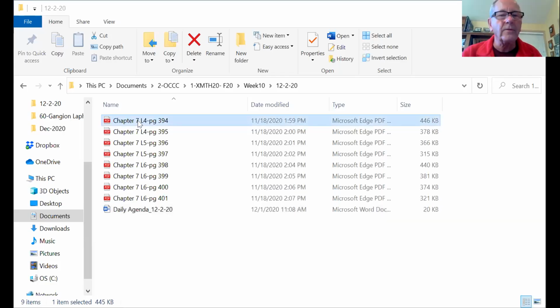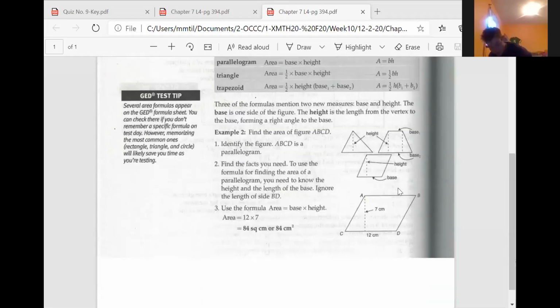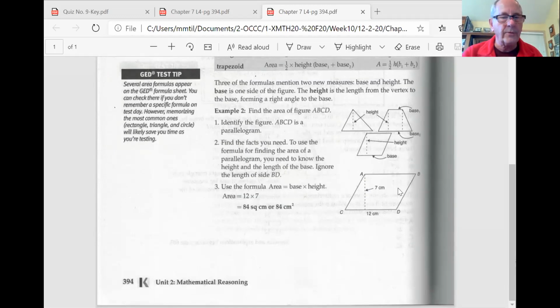Okay, here we are, lesson 4. So, stop sharing. Lesson 4, boom, okay. So here we are, perimeter and area, okay? We're on page 394.